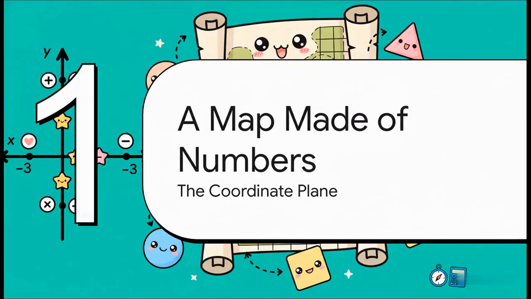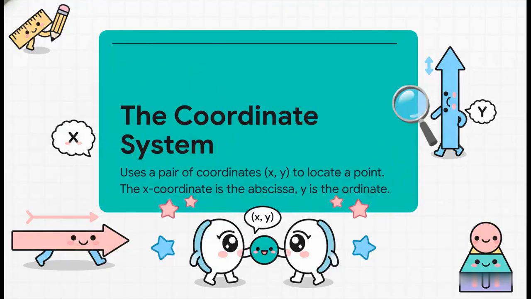To solve this, we've got to first understand the fundamental tool that makes all of this possible. It's called the coordinate plane. Think of it as a map made completely out of numbers. Let's break this down. The coordinate plane is just a grid, right? It's made by two lines that cross. The horizontal line is the x-axis and the vertical one is the y-axis.